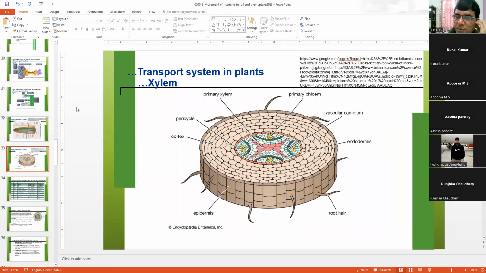So you can see some more pictures to have more clarity. You can see root hairs coming from the epidermis, then the endodermis is there. These are your cortex tissues, cortex cells, and then the pericycle is there, then primary xylem, surrounded by primary phloem. You have vascular cambium between the xylem and phloem. You can see different parts of the cross section of the root.